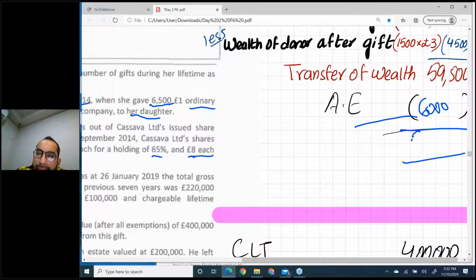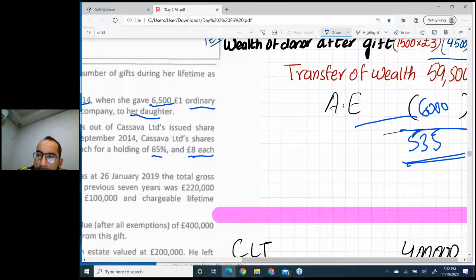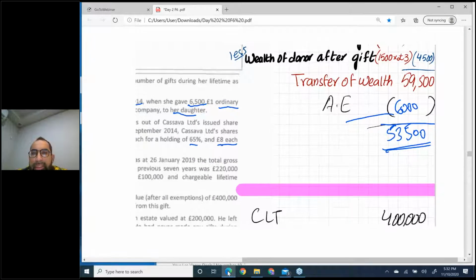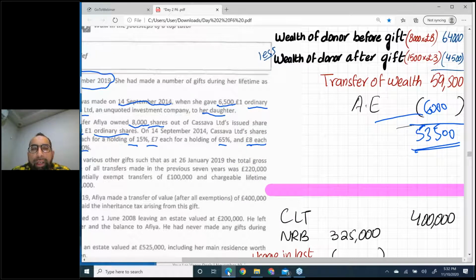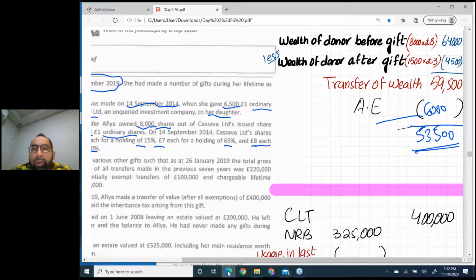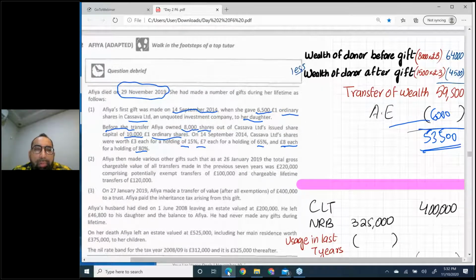So 59,500 minus 6,000 is 53,500. So this is your answer. 53,500 is the answer to question number 1.